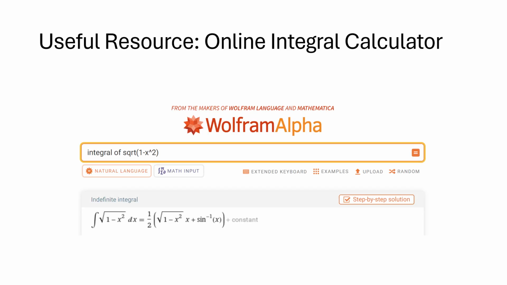There are fantastic resources online, such as an online integral calculator. As the name suggests, it will solve an integral that you provide, and it will give you a step-by-step solution. So if you have any questions on this video, of course you can comment, like, share, but you can also check it online using these calculators.